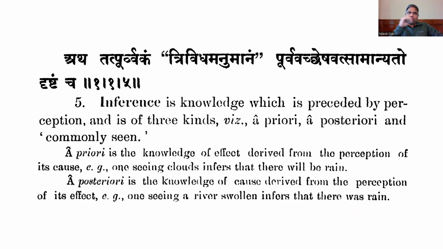Of course, we know that in modern science, but thousands and thousands of years ago, the Indic Darshana Shastra, Nyaya Darshana, knows this. For example, in sage Gautama's Nyaya Darshan, Sutra 1.1.5 is: Atha Tat Purvakam Trividham Anumanam Purvavat Sheshavat Samanyato Drishtam Cha. Simply think of this as past, present, and future. Inference, Anumana, is knowledge which is preceded by perception.